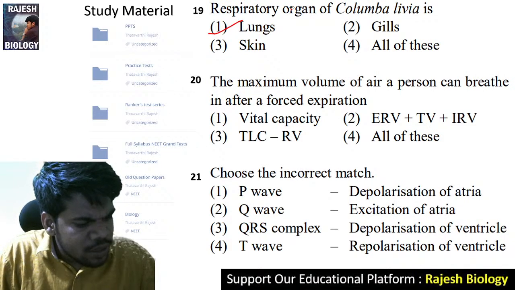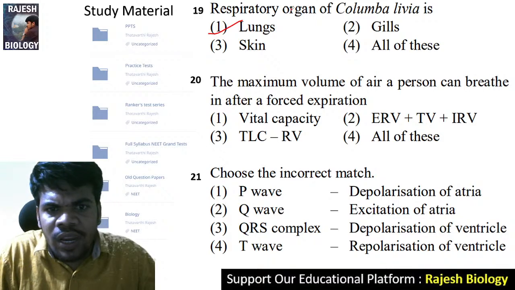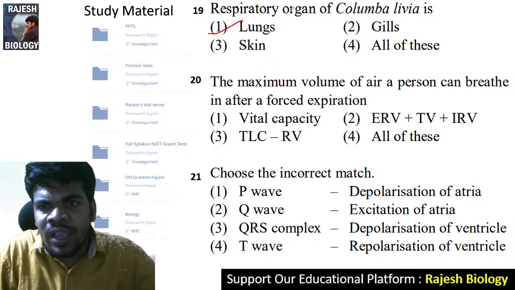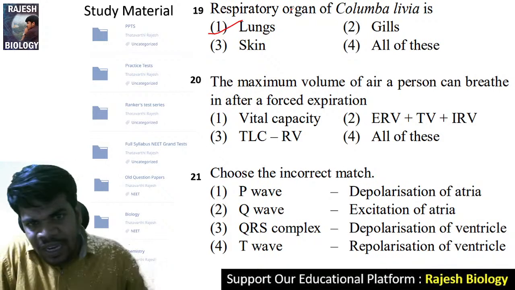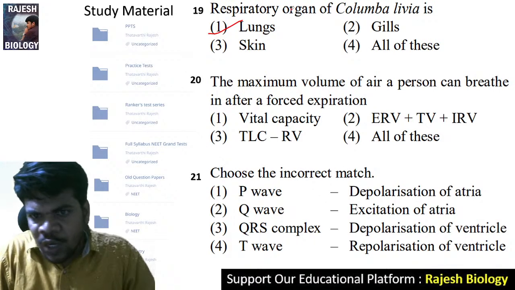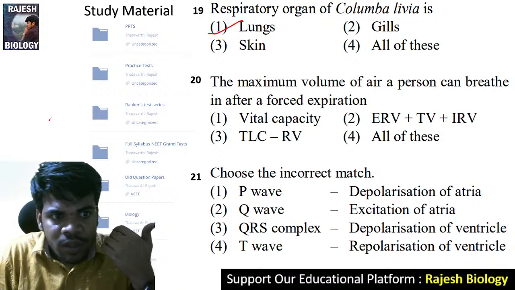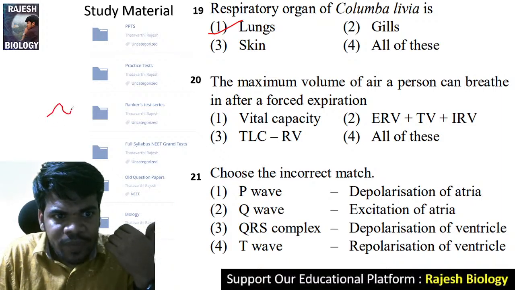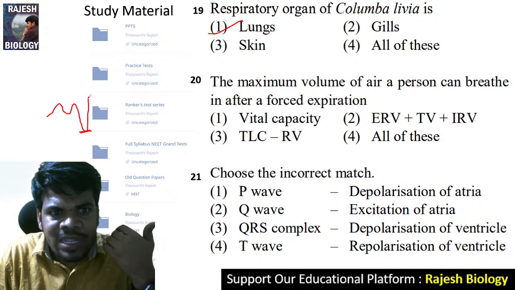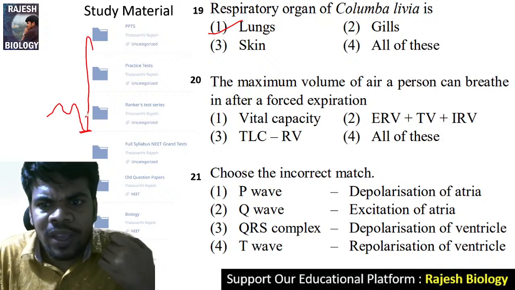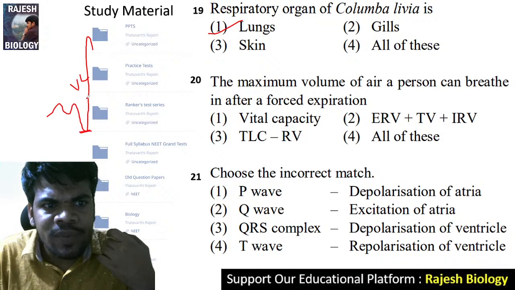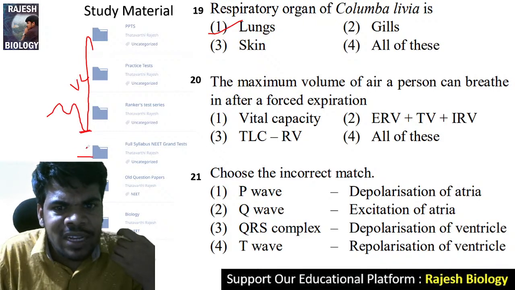Yes. And Chinnu says option 3. Let me check. The maximum volume of air a person can breathe in after forced expiration. After forced expiration, maximum volume. So you know this graph, TV. Okay. And ERV after forceful expiration. ERV plus TV plus IRV. This is the volume one can inspire. This is nothing but vital capacity. It is also called TLC minus RV.